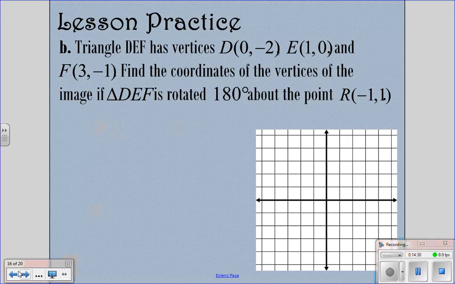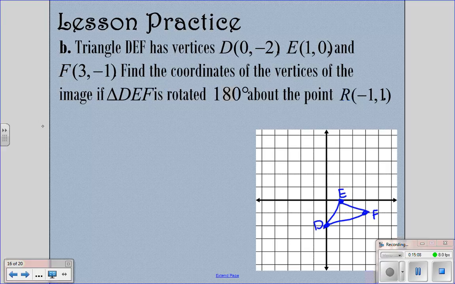For the next practice problem, we want to graph triangle DEF. So we're going to do D (0, -2), E (1, 0), and then F at (3, -1). Find the coordinates of the vertices if it's rotated 180 degrees about the point (-1, 1).